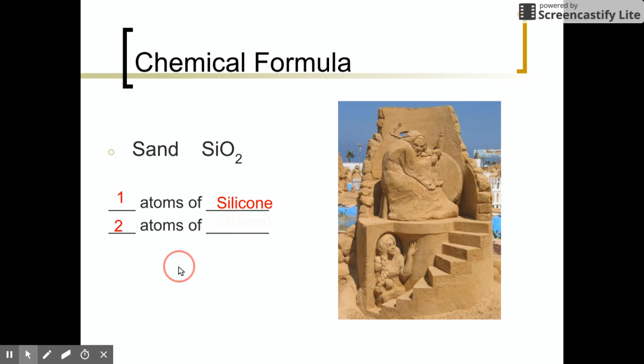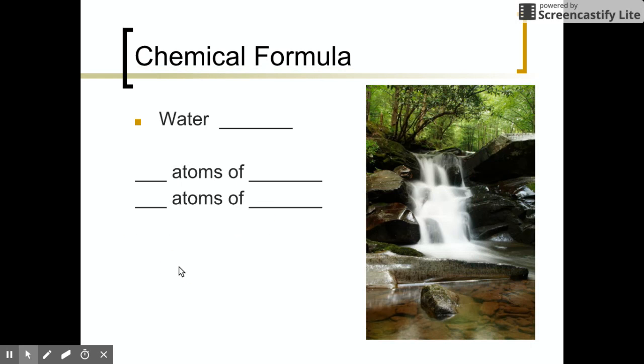Let's try another. Water. You should know the compound for water, and the chemical formula for that is H2O. The 2 we call the subscript. This is telling us that there are 2 atoms of the H. We know H stands for hydrogen, so there's 2 atoms of hydrogen. O stands for oxygen. We don't see a number here, but we see one O. So that just tells us that there's one atom of oxygen.